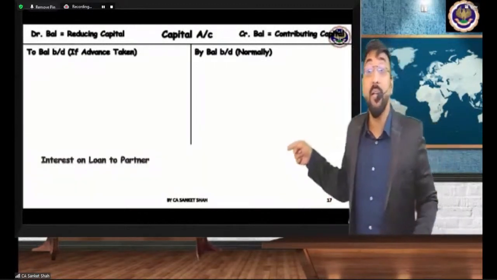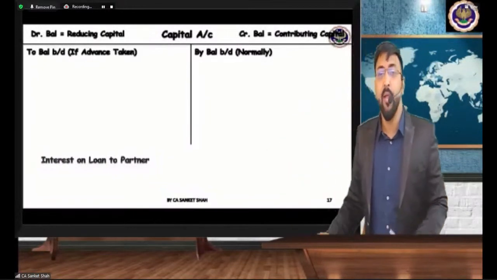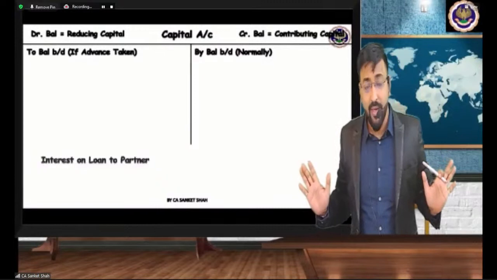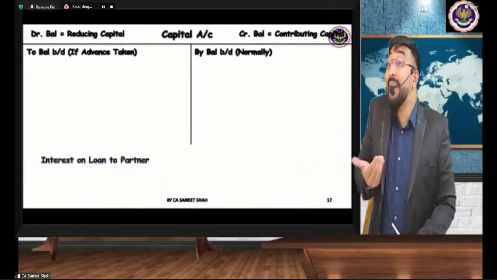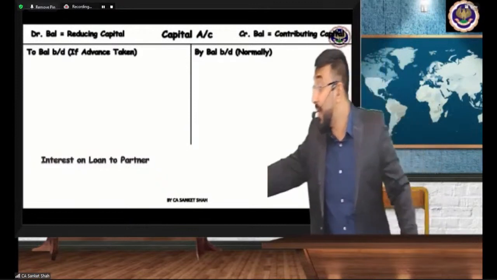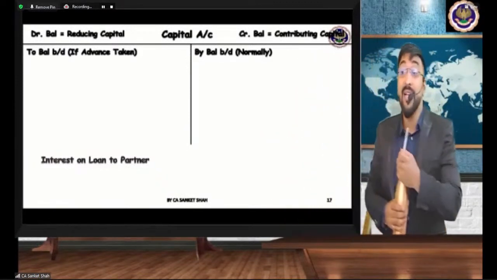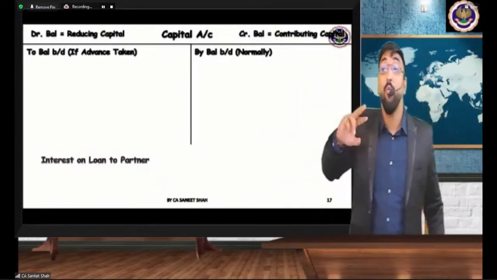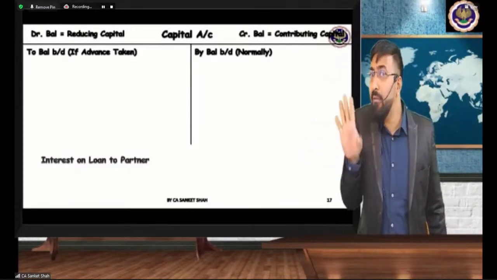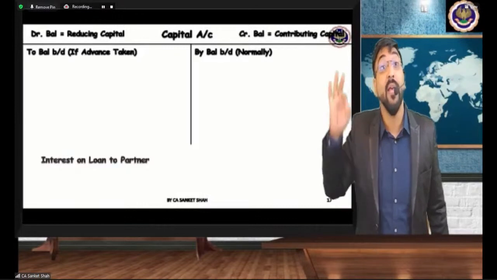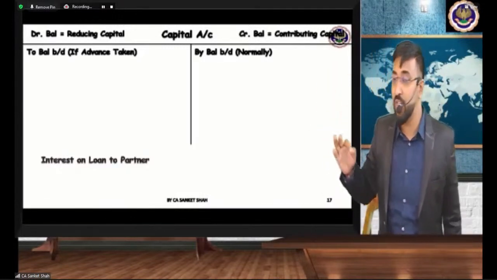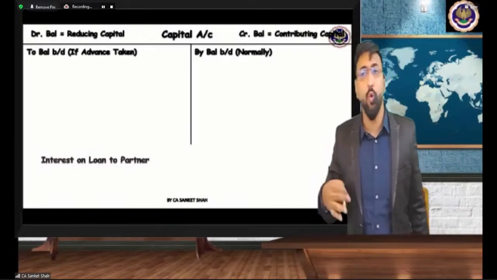Now, interest on loan. Loan is given by partner. Okay. And now this interest is my expenditure. So interest is my expenditure and we have to pay it to my partner. So tell me, here no receiver-giver relationship. Here debtor-creditor relationship. So interest on loan to partner.